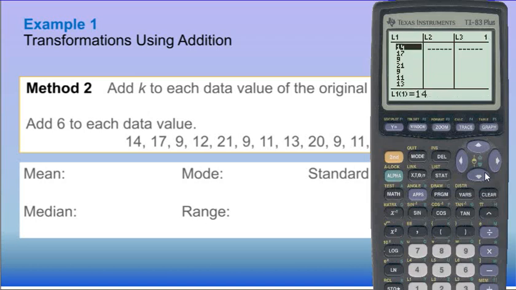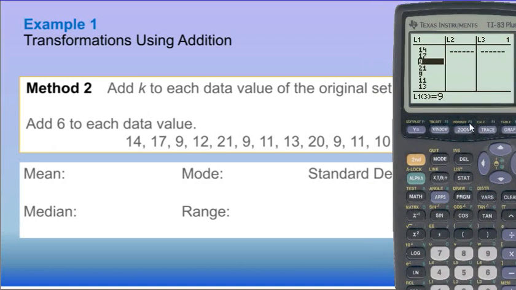So you got 14, 17, 9, 21. Let's see, I forgot a 12 in there. So we have 9 values. Let me just put these back in here. So 14, 17, 9, 12, 21, 9, 11, 13, 20, 9, 11, 10.